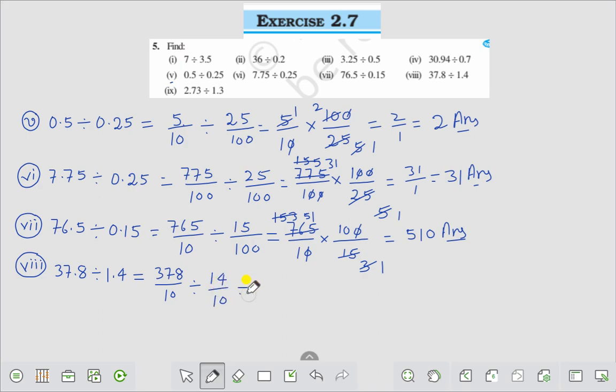That will be equal to 378 by 10 multiplied by the reciprocal of 14 by 10. The reciprocal of 14 by 10 is 10 by 14. If we divide this number, this 0 will cut. Now we divide it by 2. 2 7 is 14, and dividing 378 by 2, 2 1 is 2, 2 8 is 16, 2 9 is 18.